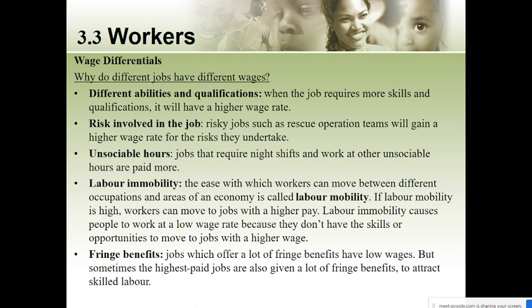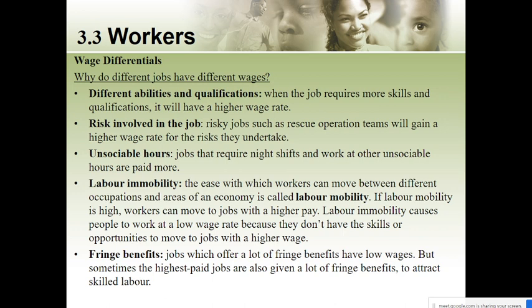Okay. Labor immobility. Mobility is something where you can shift from one place to another. Immobility, you cannot shift. The ease with which workers can move between the different occupations in the areas of an economy is called labor mobility. If the labor mobility is high, workers can move to jobs with a higher pay. Labor immobility causes people to work at a low wage rate because they don't have the skills or the opportunities to move to a job with a higher wage. If you don't have high skills, you will be paid less.